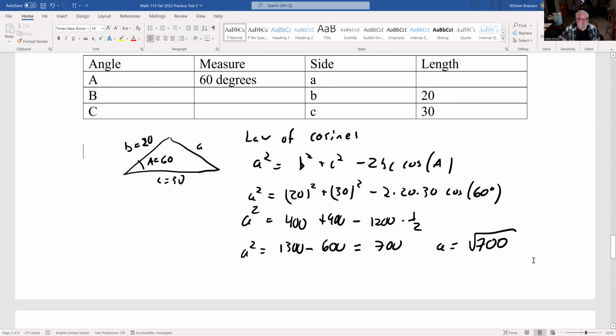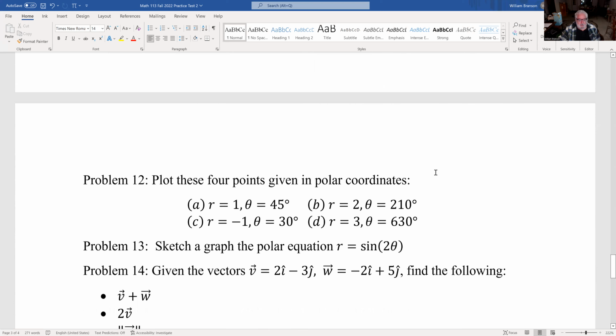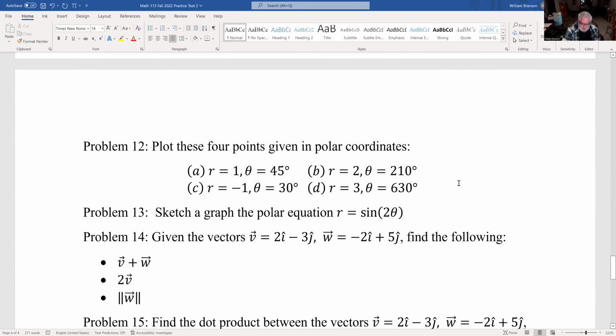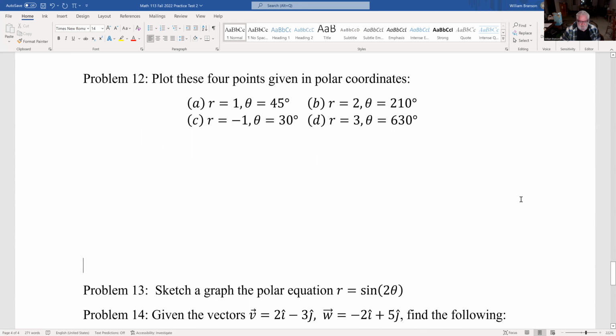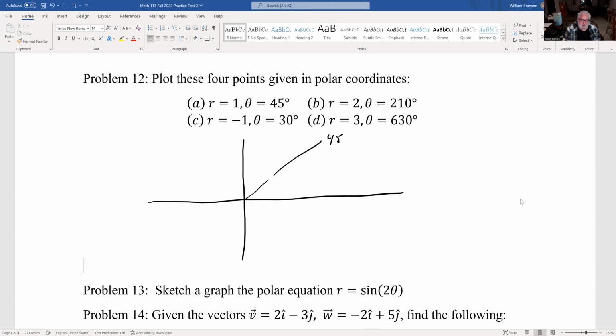So that's the law of cosines problem, because you know an angle and the two adjacent sides and you're asked for the third one. So plot these 4 points in polar coordinates. Remember that theta is the angle up from the positive x-axis and r is your radius. So problem A, you go up to 45 degrees and you go out 1 unit. So there's where A would be.